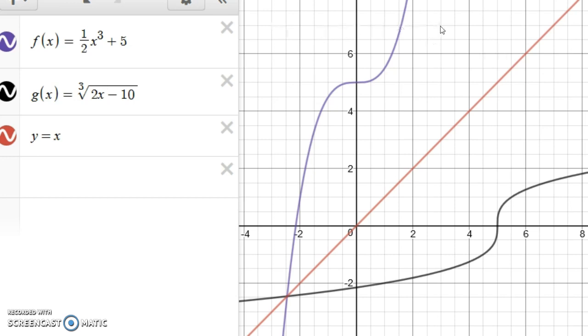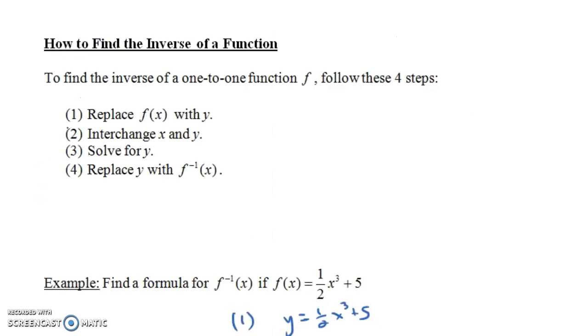And by the way, the fact that your original function passed the horizontal line test, that it was 1-to-1, meant that our inverse function is actually going to be a function. It'll pass the vertical line test. That's why we needed our original function to be 1-to-1 in order to have an inverse function. So that's how you find the formula for the inverse function. You follow those 4 steps. And just for your reference, here are those 4 steps. So you might want to just pause the video and write these 4 steps down.